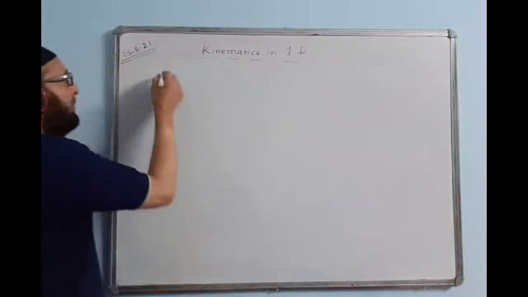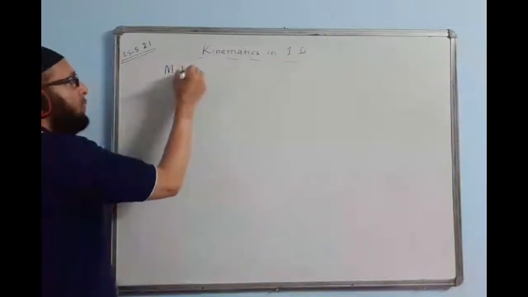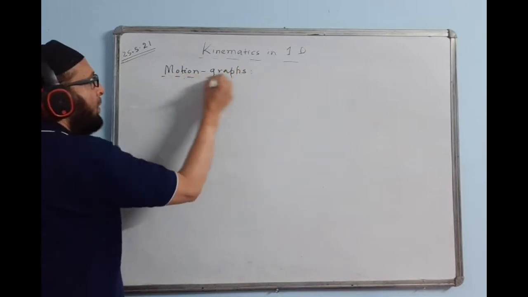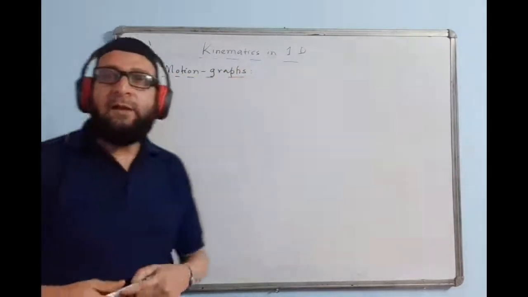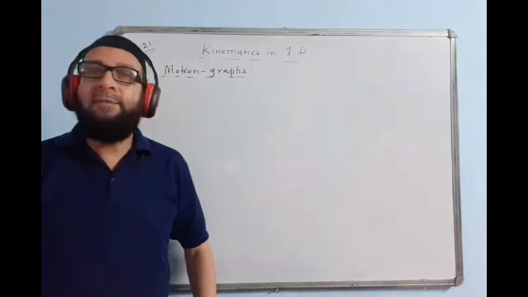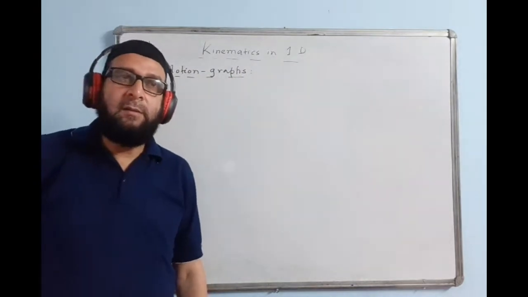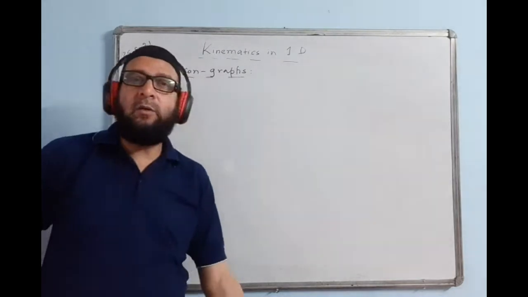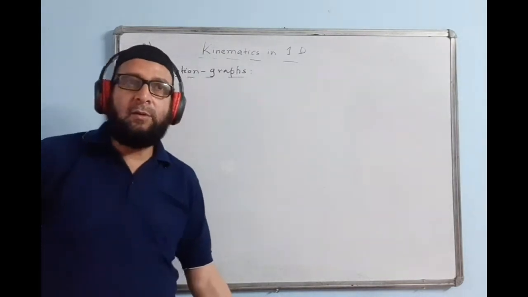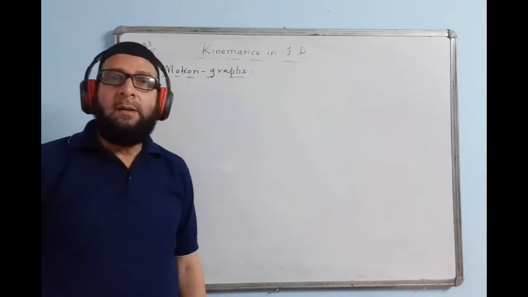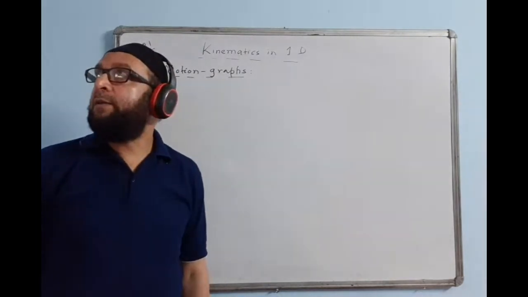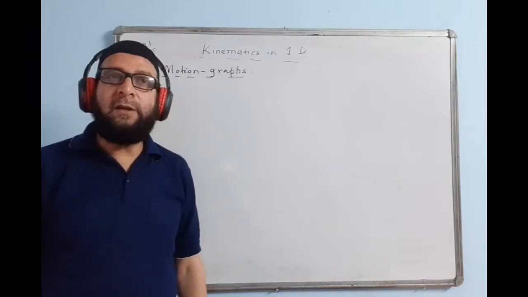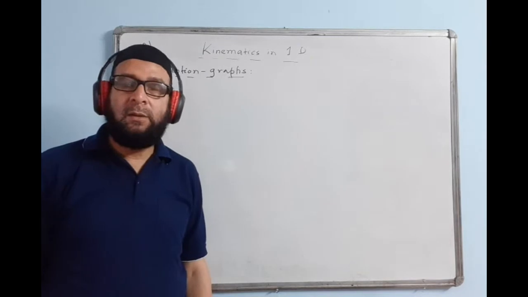Now I'll talk about some motion graphs. Okay, motion graphs. Whether you have an idea of graphs or not, I'll give you a little idea of the graph, because this is actually done in the lower classes, maybe class 9 and all. We were taught about graphs. What is a graph? We say a graph is a pictorial representation of the relationship between two variables.